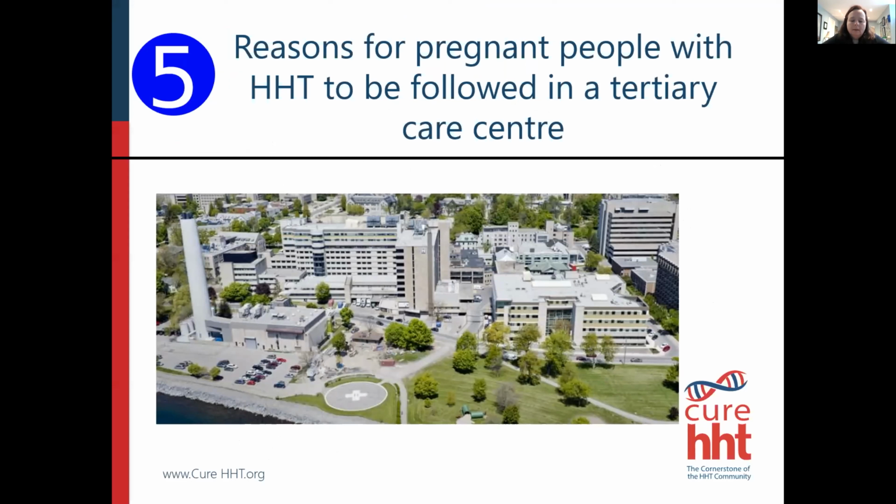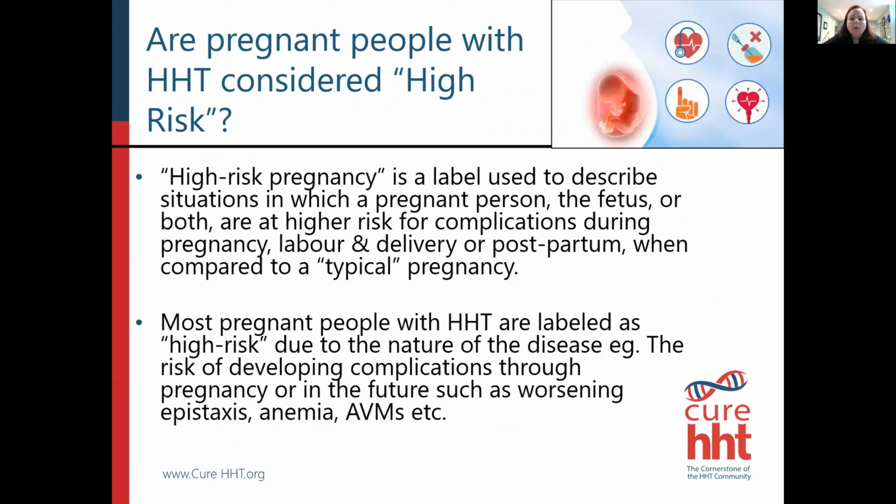So the next thing that we're going to discuss is the reasons for pregnant people with HHT to be followed at a tertiary care center. So, are pregnancies in people with HHT really considered high risk? What does high risk mean? High risk is a label that we use to describe situations in which the pregnant person, the fetus, or both are at higher risk of complications during pregnancy, labor and delivery, or postpartum when compared to what we would define as a typical pregnancy. Most pregnant people with HHT will be labeled as high risk, really due to the nature of the disease and the risk of developing complications of pregnancy in the future, such as worsening epistaxis, anemia, or vascular malformations.